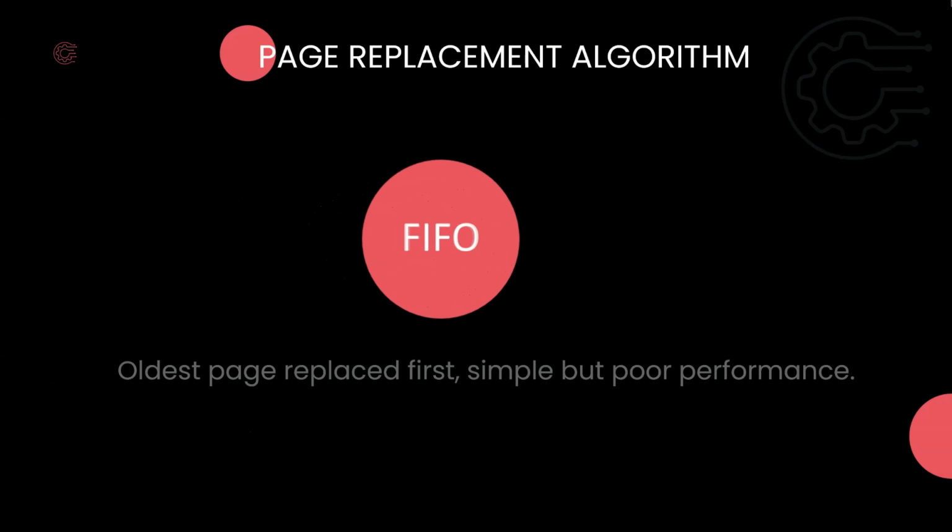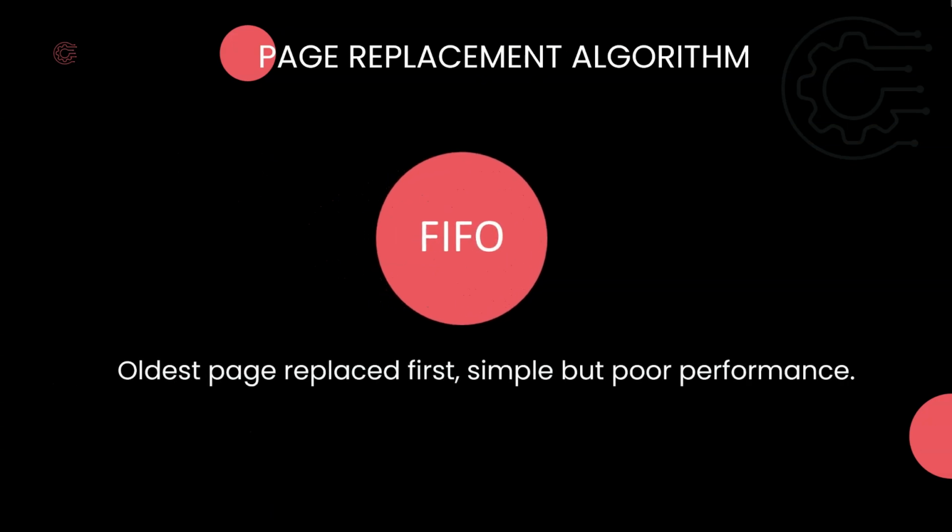The next is the first in first out or FIFO. The FIFO algorithm is a simple algorithm that works by evicting the page that was loaded into memory first. The operating system keeps track of the order in which pages were loaded into memory and evicts the page that was loaded first when a page fault occurs. While FIFO is easy to implement, it can suffer from Belady's anomaly. Belady's anomaly is a phenomenon in page replacement algorithms where increasing the number of frames in physical memory can lead to an increase in the number of page faults rather than a decrease.